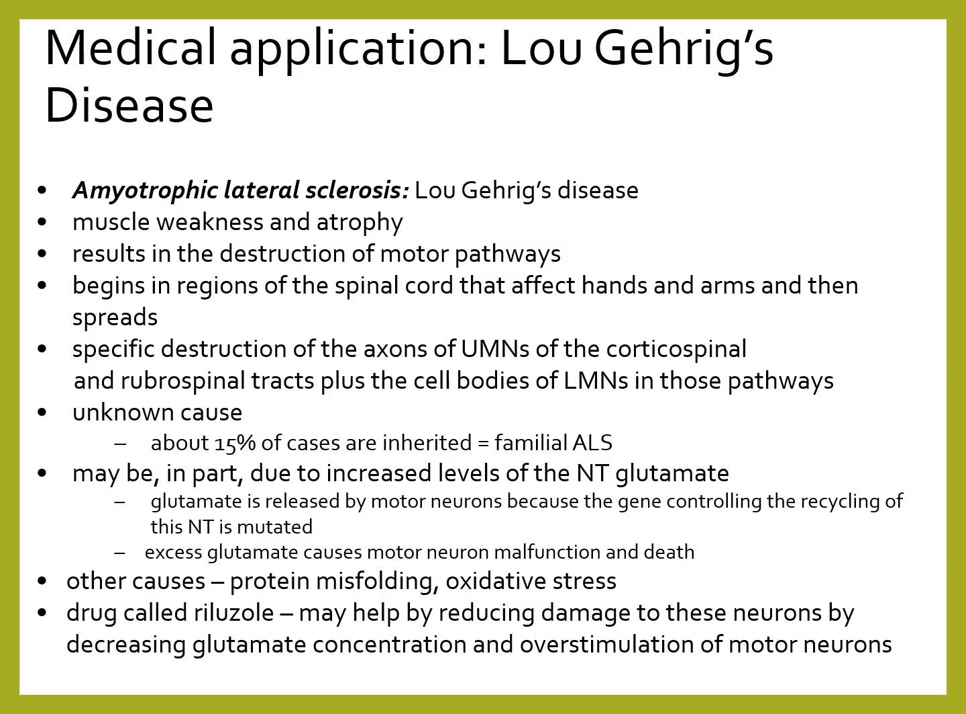And there are numerous reasons why this disease might manifest itself, but it may be in part due to increased levels of the neurotransmitter glutamate. Glutamate, by and large, is a very powerful excitatory neurotransmitter. Glutamate might actually be released in very high levels by neurons because the gene controlling the recycling of this neurotransmitter is mutated. So excess glutamate in synaptic clefts can result in motor neuron malfunction and death. This is one of the reasons why this disease may develop. Other causes may include protein misfolding, oxidative stress, mitochondrial malfunction, things like that.